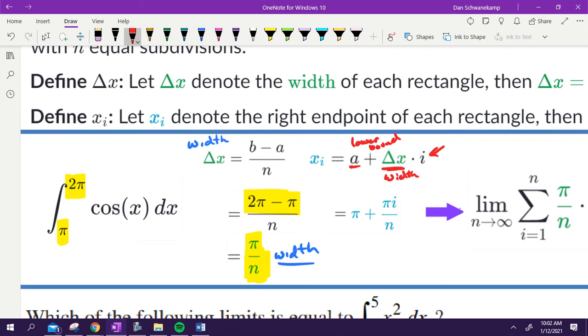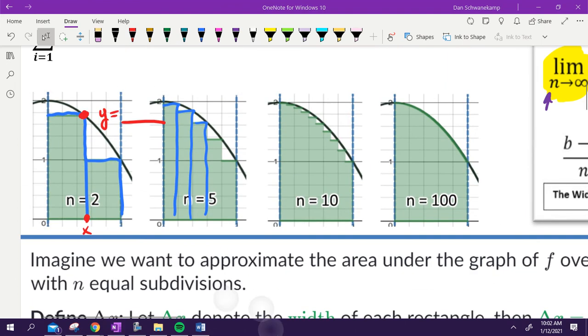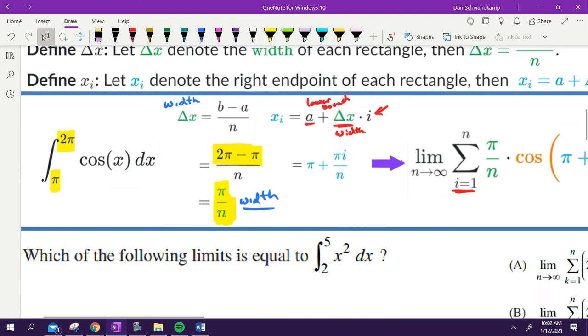And then you get this I. The I represents which rectangle you are looking for. Are you looking for the first rectangle? The second rectangle? The third, the fourth, the fifth? It just depends. It gets a little bit crazy, but that's what we're trying to do.